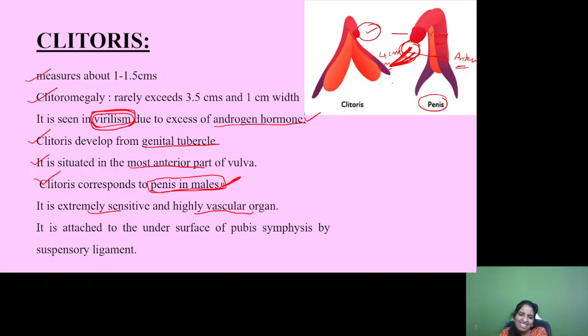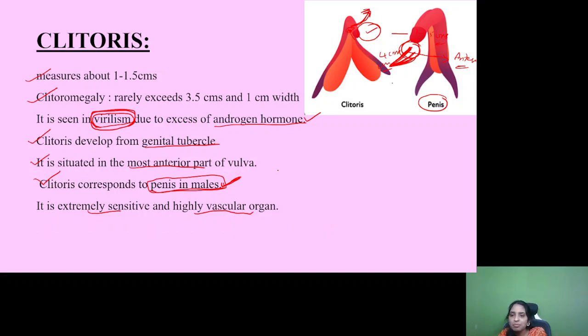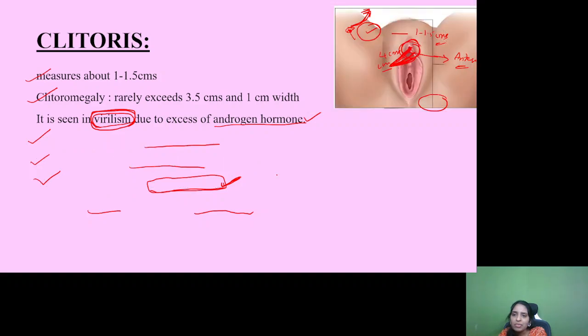This clitoris is attached to the pubis. How? Just by a suspensory ligament. The clitoris is attached to the under surface of the pubis with the help of a suspensory ligament.